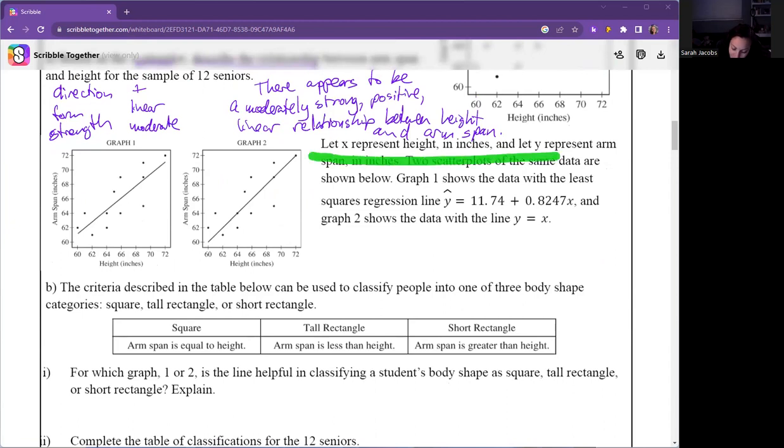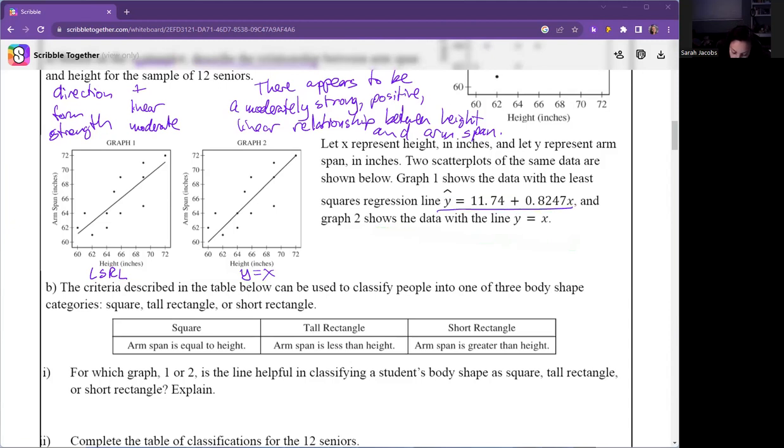Now, let X represent height in inches and Y represent arm span in inches. Two scatter plots of the same data are shown below. So these are the same scatter plots as up here. Now we've got some lines in them. Graph 1 shows the data with the least squares regression line with this equation. So I'm going to just say that this is LSRL. And graph 2 shows the data with the line y equals x. Great. So that's just giving us some information.